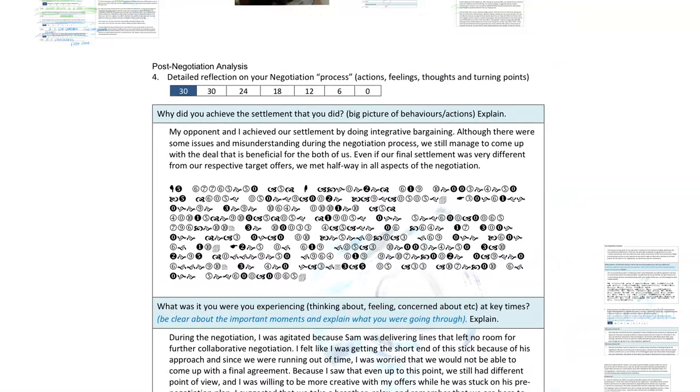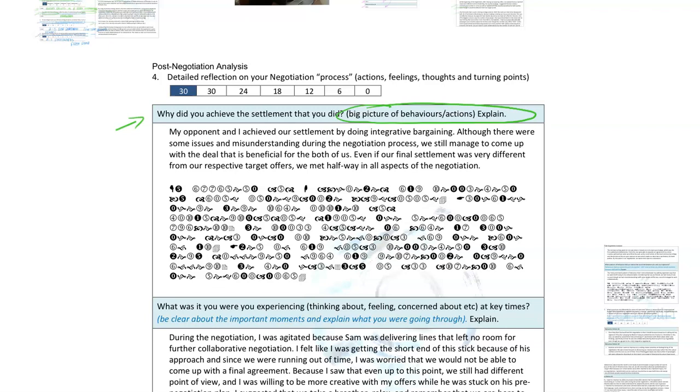Now we see here that question 4 is divided into 4 parts. You saw that in the template. So we're going to walk through briefly what each of the questions is asking for and show you a bit about what this person did. So the first one is, why did you achieve the settlement that you did? As I said in the template, that's not some general question about, well, I really wanted to get this deal done or whatever it is. We're really looking for a high-level, big picture view of key behaviors and actions.